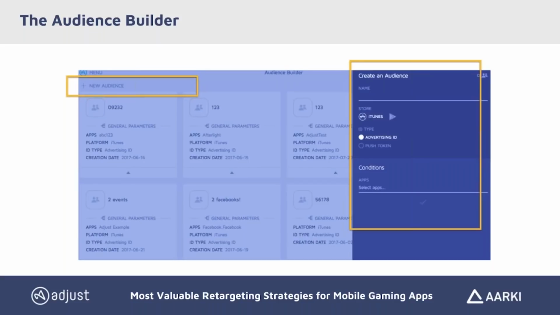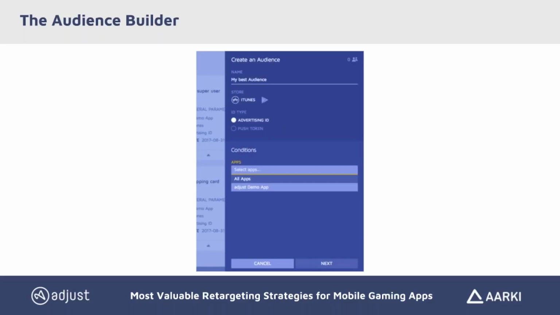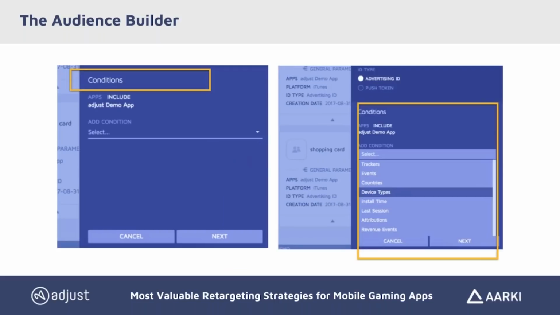And this is a very, very quick tutorial of how to create an audience. It's going to be crazy quick. So you just select the audience builder page, and on the top left, you will create a new audience. You can name it. You can decide which kind of operating system you want. You can define the ID type. So as I said, the device ID, advertising ID, or push token. And then you can define some conditions.